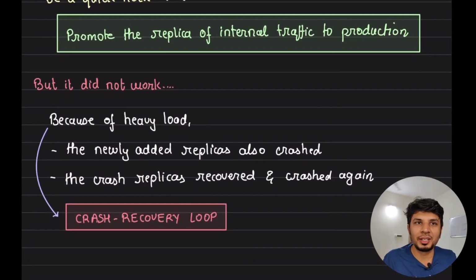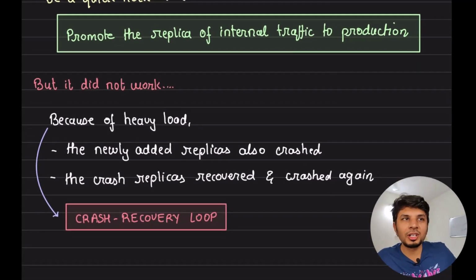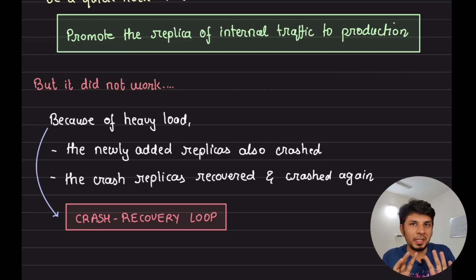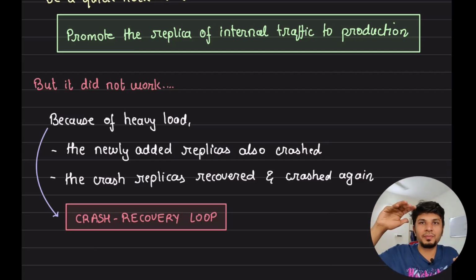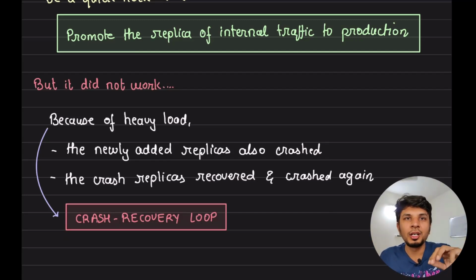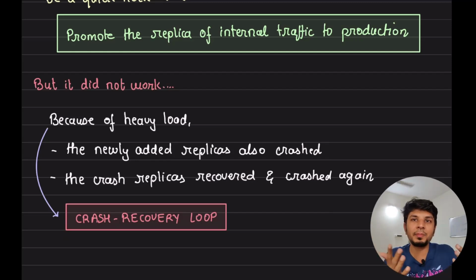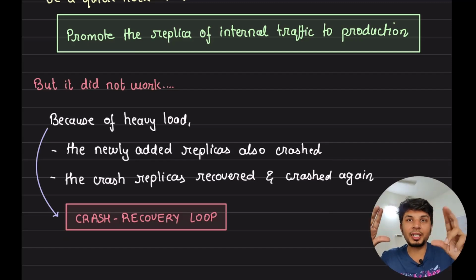But it did not work. It did not work because of the heavy load. When they promoted these existing read replicas into the production fleet, the new replicas also started crashing, because the external load is not stopping. The writes are being served. All of your read replicas are affected, but your writes are being served, so the read load is still coming to your production read replica fleet.